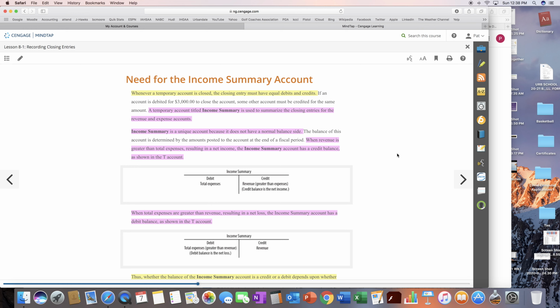All right, so we haven't touched income summary. Here's the income summary. What is it about? We used to always say income summary is a dumping ground. We dump all the closing entries into it.